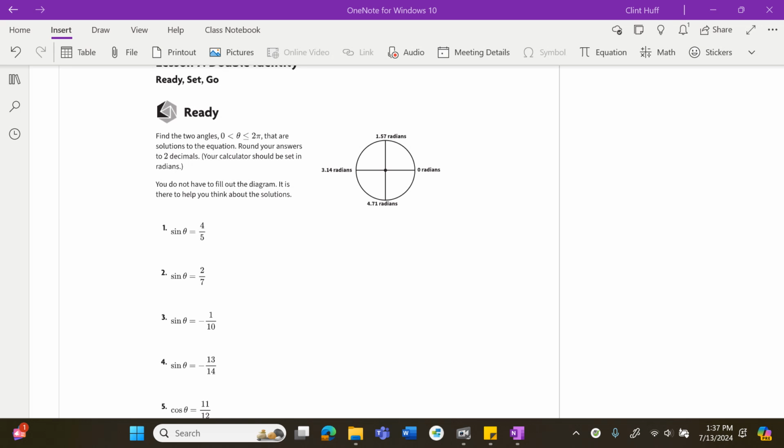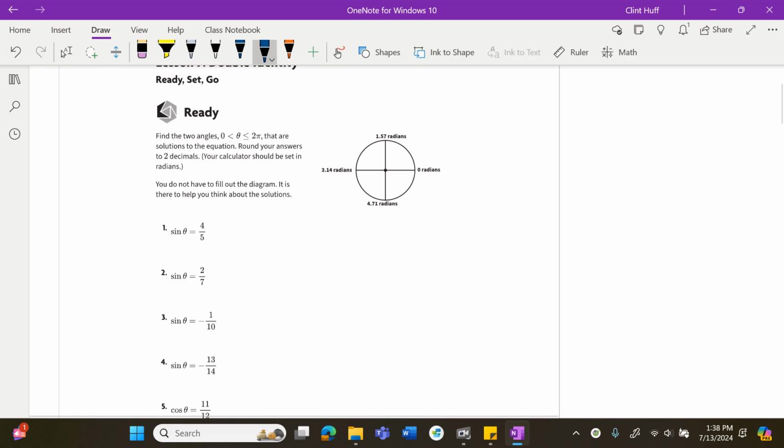All right, lesson 7.7, unit 3. We're supposed to find two angles that have the following trigonometric values. So on the first one, the sine of 4/5, if you type that in your calculator, out will come 0.9273. The sine is positive in quadrant 1 and in quadrant 2.